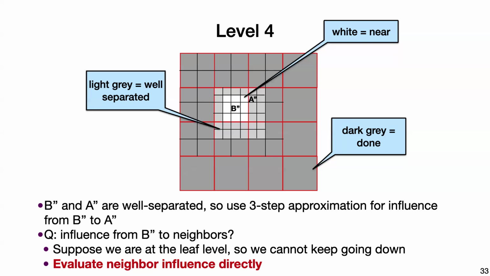And then suppose that this is a leaf level, then we can just do direct calculation on the remaining white boxes. And because we cut the quad tree such that the leaves each have order 1, again, this is order 1.